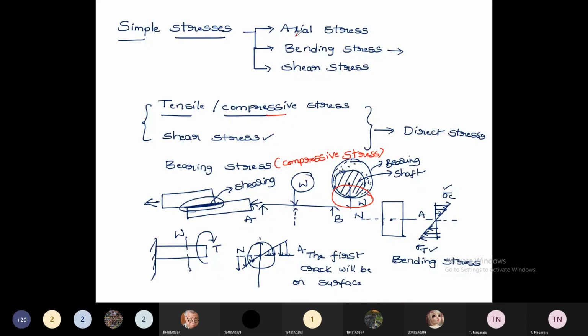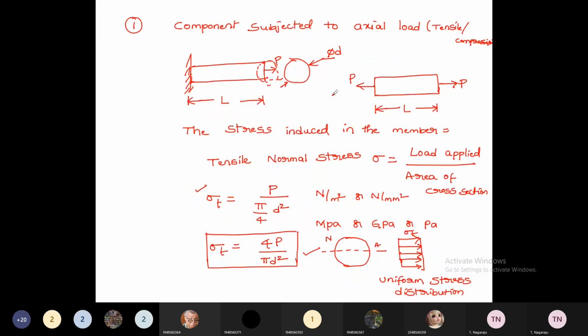We're going to discuss axial stress, bending stress, and shear stress. What does axial stress mean? It means the load is applied axially, like in this case, along the axis of the member. Whenever the load is applied along the axis, it is called an axially loaded member. The stresses induced in the axially loaded member are called axial stresses.